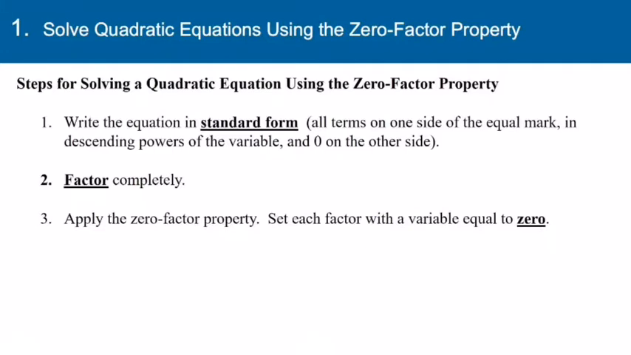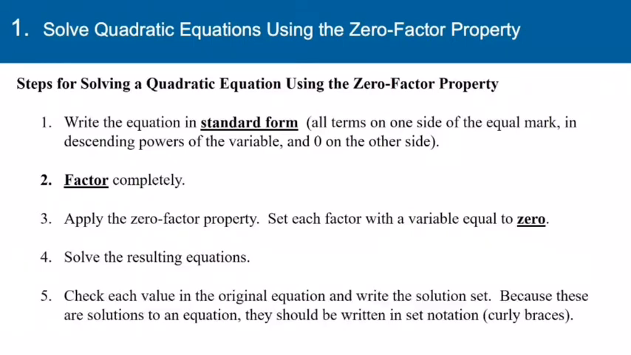Factors that do not contain a variable have no effect on the solution anyway. Then you'll solve the resulting equations and check if you have time, especially if you have a calculator. Go ahead and check your solutions because it doesn't hurt, and then write your solutions in curly braces, and the order that you write the solutions in is not important.